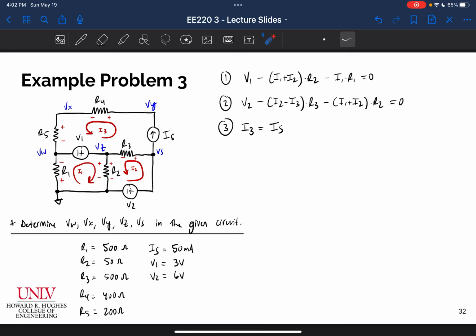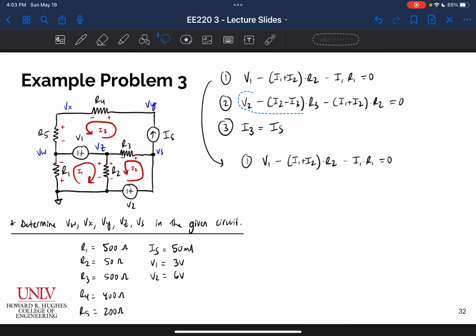I can plug it in for, oh, there's no I3 here. But once I plug it in for I3 here, now I have an expression that's in terms of I1 and I2. And I have an expression here that's in terms of I1 and I2. Now I have two equations, two unknowns, and I can go ahead and solve my system of equations. So let me just rewrite equation 1 now. Of course, it's the exact same, so I'm just going to copy and paste it. Nothing changes there.